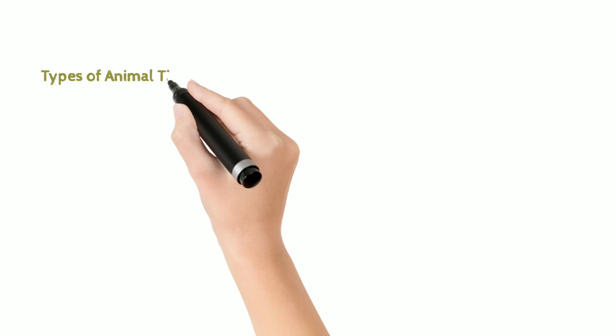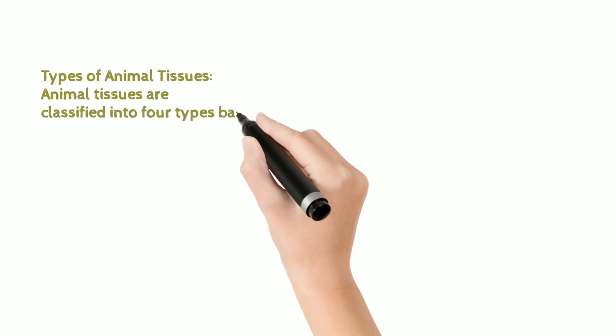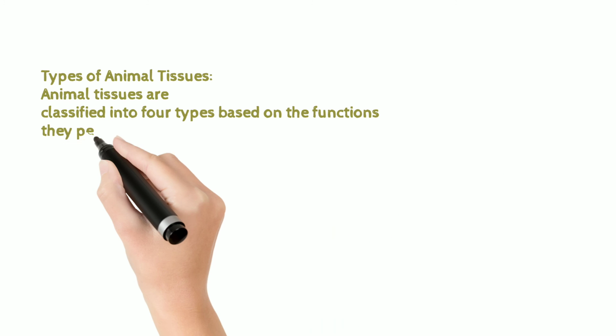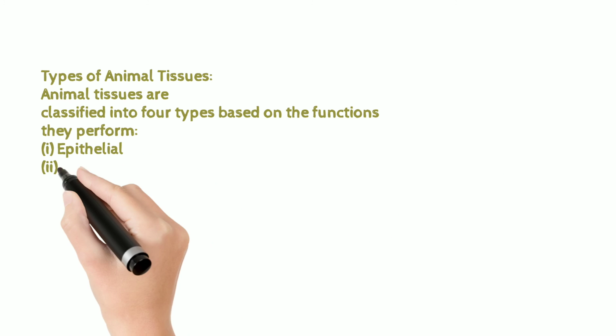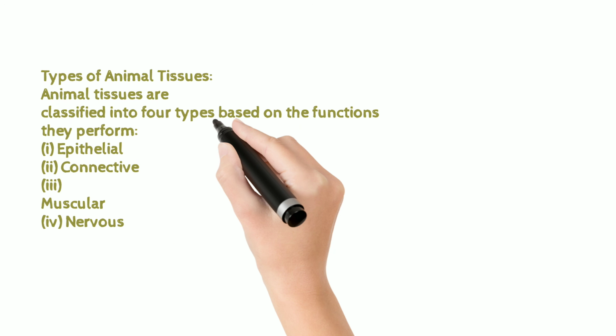Types of animal tissues. Animal tissues are classified into four types based on the functions they perform. I. Epithelial. II. Connective. III. Muscular. IV. Nervous.